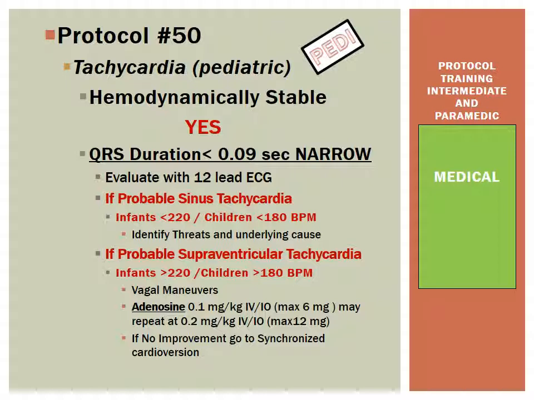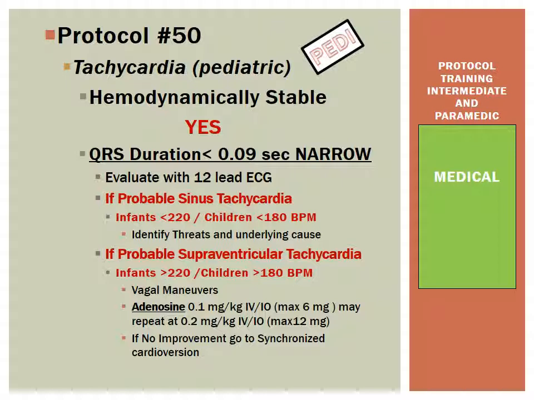Now, if it is probable supraventricular tachycardia, infant's heart rate greater than 220, children's heart rate greater than 180, we want to attempt vagal maneuvers and administer adenosine at 0.1 milligrams per kilogram IV or IO, max of 6 milligrams, and we may repeat that at 0.2 milligrams per kilogram IV-IO, max of 12 milligrams. Now, if we have no improvement after adenosine, we want to go straight to synchronized cardioversion.